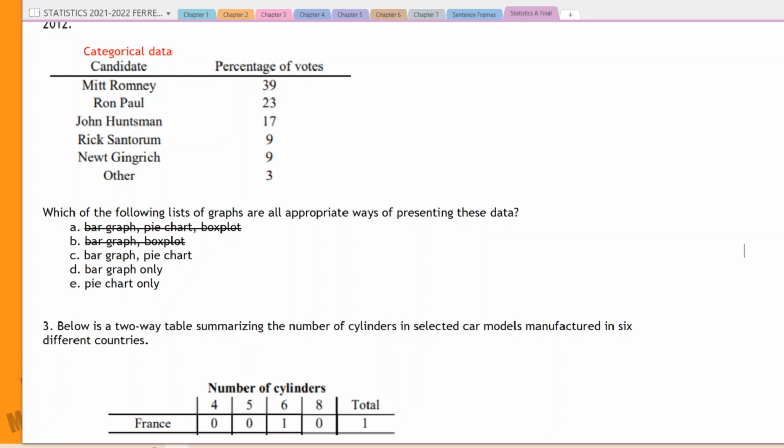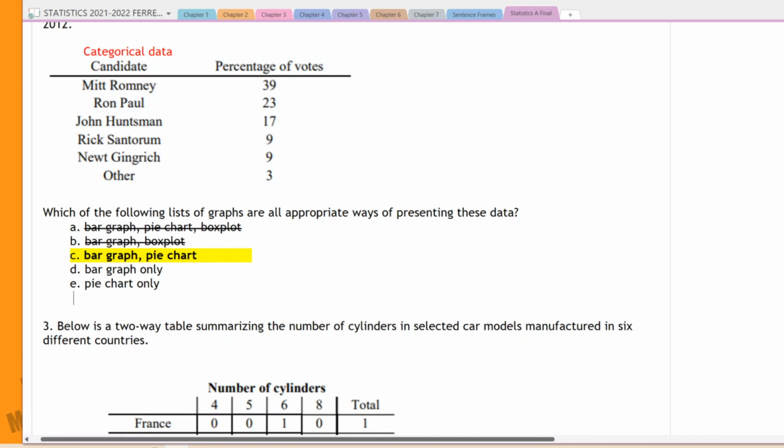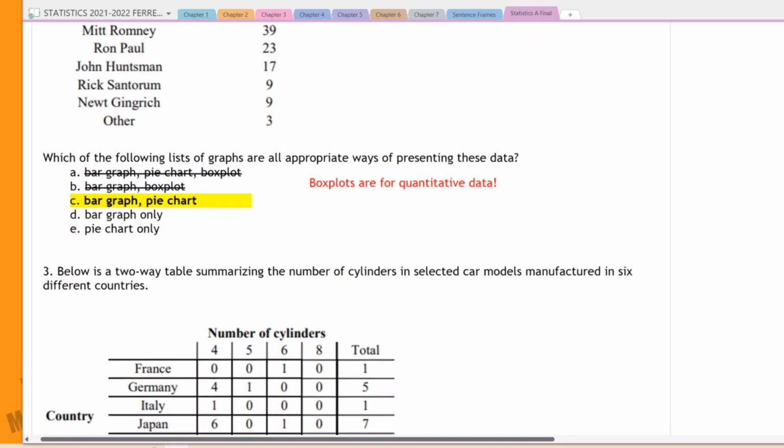So let's see, bar graph and pie chart, both of those are appropriate for categorical data. So both of those would be correct here. So letter C, bar graph and pie chart. And that brings us to question 3 here.